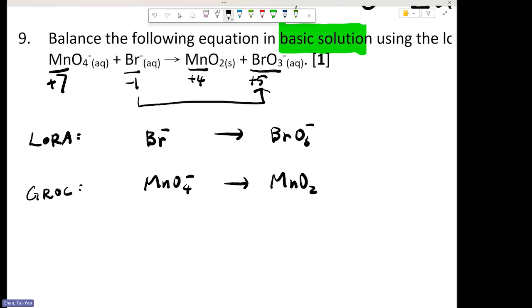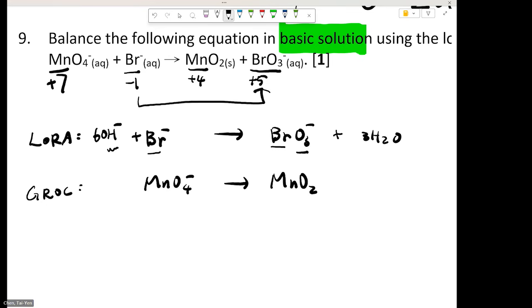Second step, balance the atoms. Br is the same. Oxygen is the one that's missing. You have 3 oxygen on the right, therefore you need to add OH minus. How many OH minus? 6. So 6 OH minus. Then you balance your H. How many water do you add? 3 H2O. Then the oxidation half will be balanced.